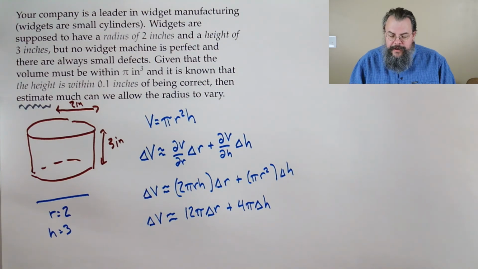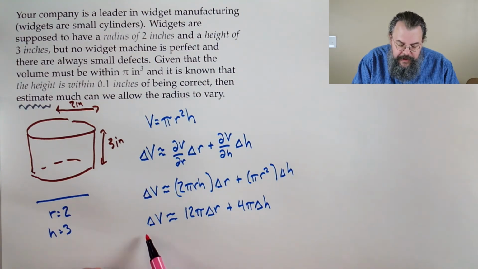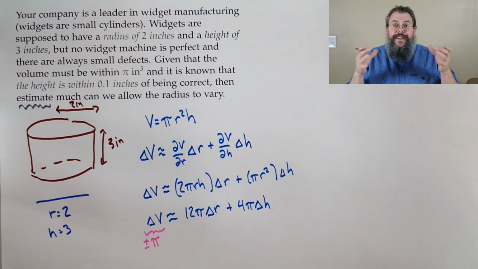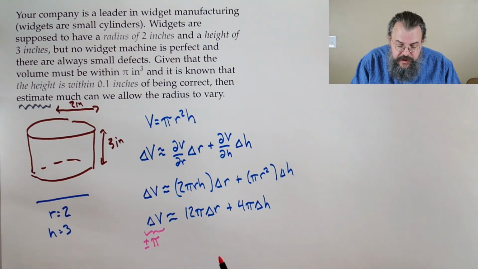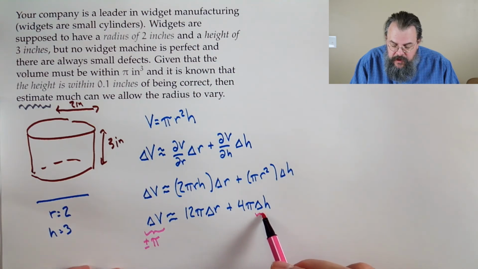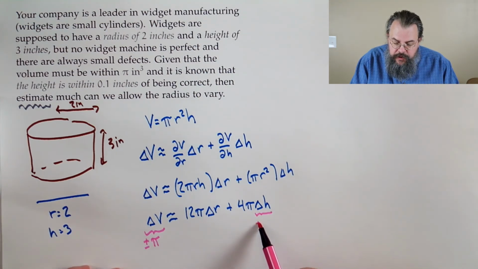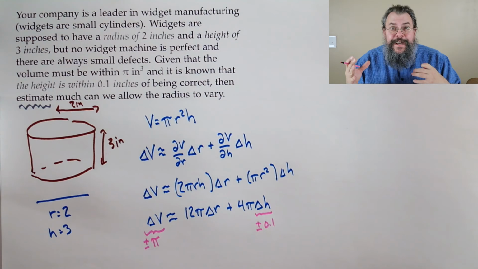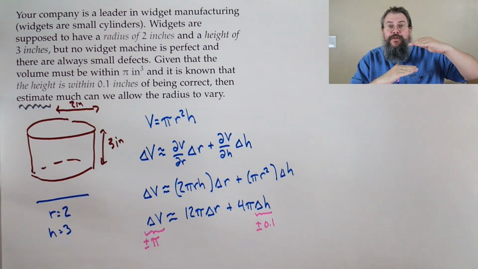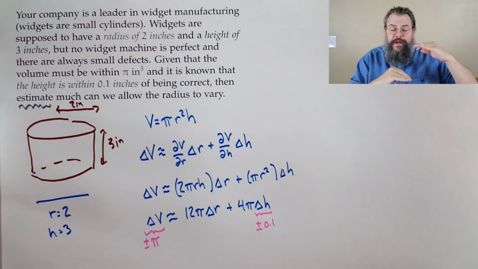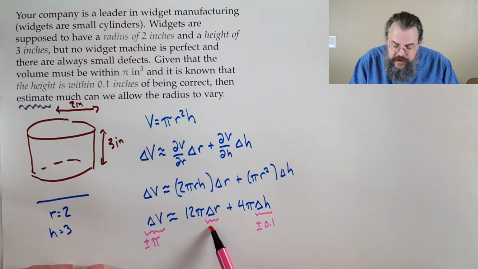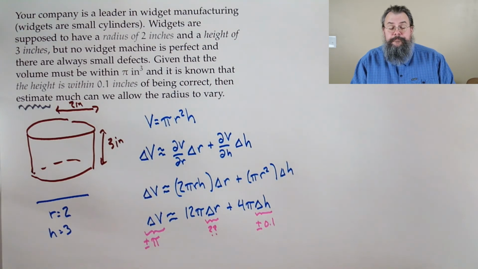And now we start to be like, okay, here we go. What can we say? Well, for our volume tolerance, we say we want to be within pi. We also know our height is within 0.1. Now notice I'm putting plus or minus, which says I can vary either way. I could be a little bit too tall, I could be a little bit too short. And then there's this change in R, which is what we're trying to understand.